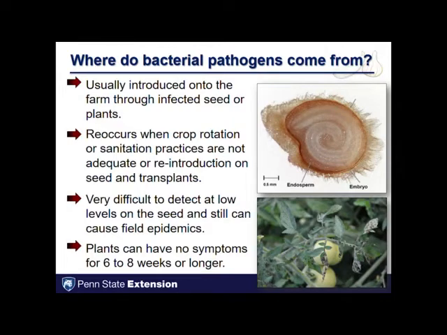Another challenge is that transplants we can grow for 6 to 8 weeks with absolutely no symptoms associated with it. So really, when I think about managing these bacterial diseases, you just need to assume that they're going to be a problem. Because just because you don't see symptoms doesn't mean that you're not going to have an issue when you go into the field. Great news, right?